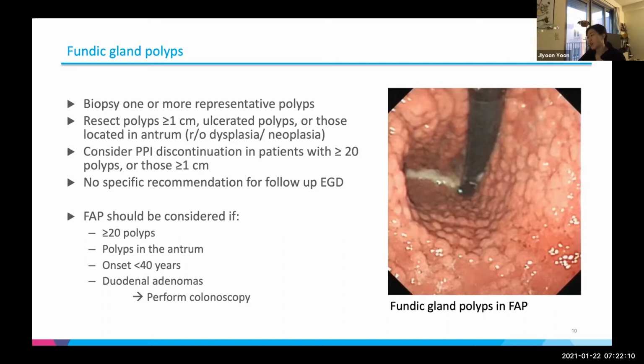Because you can have gastric polyposis with FAP, you should consider FAP if there are lots of polyps, greater than 20 polyps, or polyps in the antrum, onset less than 40 years, or if there are duodenal adenomas on the EGD, and you should go on to perform a colonoscopy in that case.